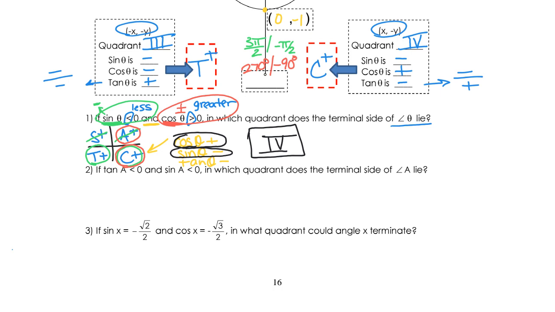Okay, so let's try it again. All right, so this time they're saying tangent of A, which is just a different way of naming the angle, is less than 0, and sine of A is less than 0. In which quadrant does the terminal side of angle A lie? So we're going to go ahead and say all students take calculus. Okay, and so now we're going to go ahead and look at the first one. They're saying that tangent of our angle is less than 0, which means tangent is negative.